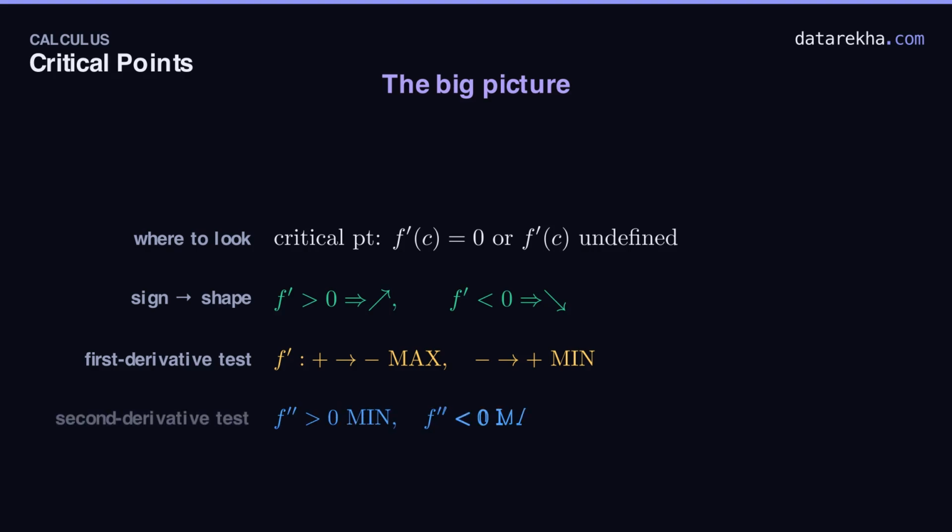And the second derivative test is the quick check. Positive concavity means a minimum, negative a maximum. Zero means fall back to the first test. Master these, and you can read the whole shape of a curve from its slopes.